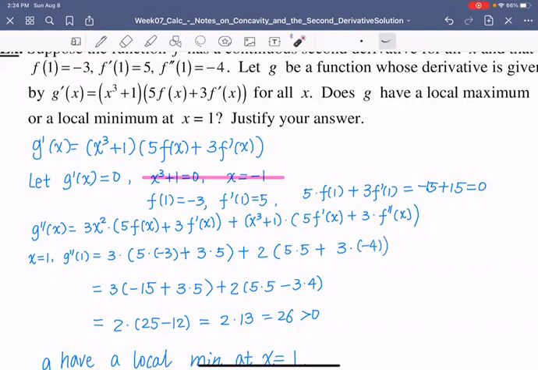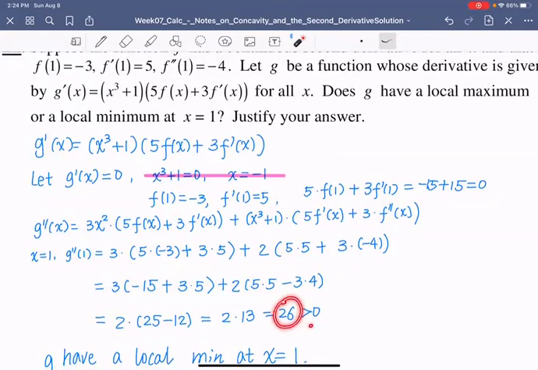Now this is -15 and this is plus 15, so this becomes 0. So this is 5 times 5 minus 12. This is 2 times 25 minus 12, so 2 times 13. That's 26. Because this is positive, it has a local minimum at x equals 1. Makes sense? Yeah, it makes sense.